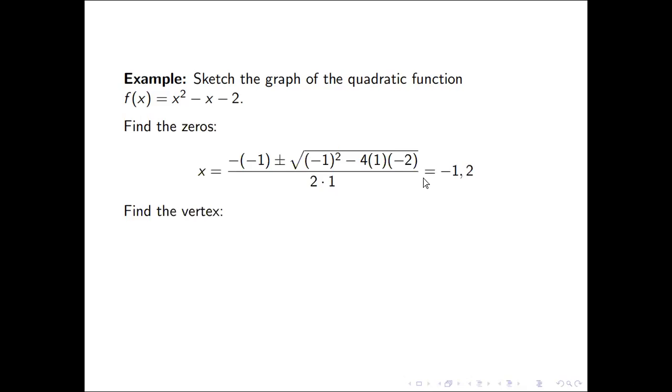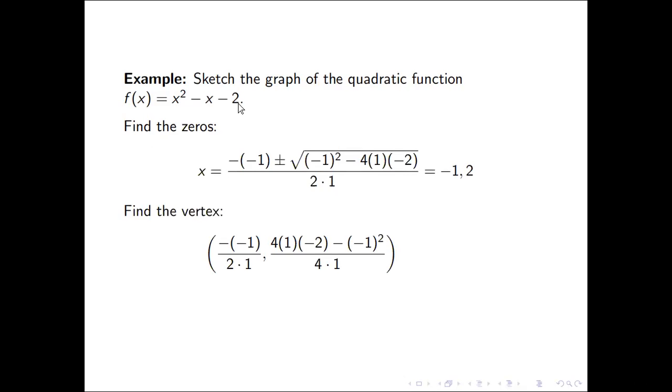Next, once you have the zeros, which are actually the x-intercepts, by the way, the zeros of the function graphically are the x-intercepts. So once you have the zeros, next, you find the vertex. And I have given the vertex formula, negative b. By the way, in case you still are confused, a, b, c would be the coefficients of x squared, x, and the constant. So a is 1, b is negative 1, c is negative 2.